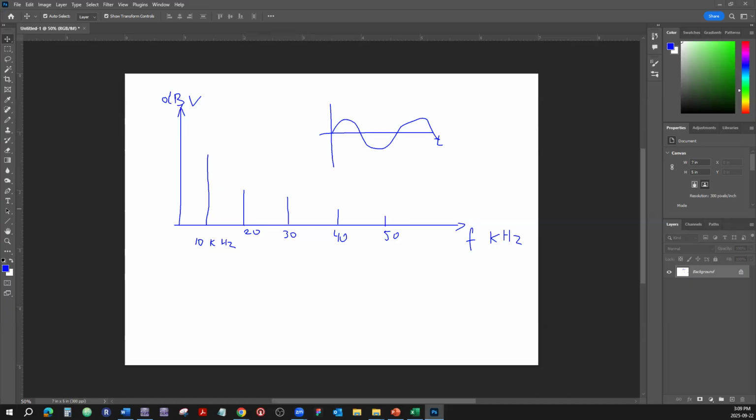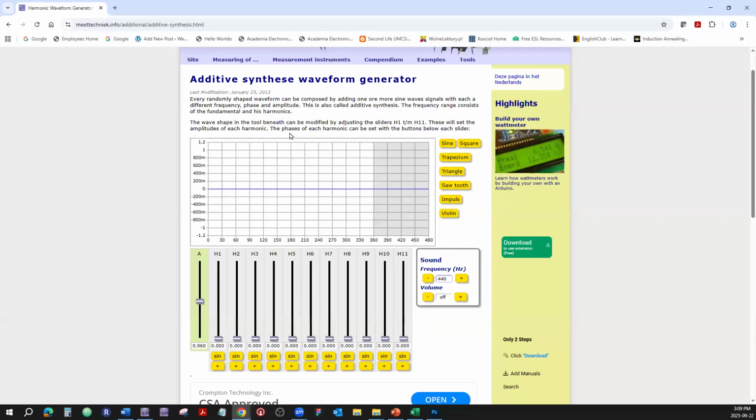I just found something. Where is it? Here. I just found something, an additive synthesis waveform generator. I just typed in Google adding harmonics or adding waveforms, and I found one of those. There's tons of it on the net. So let's say here we have a fundamental frequency. Here's the first harmonic. And we're going to, let's say, have a waveform like that.